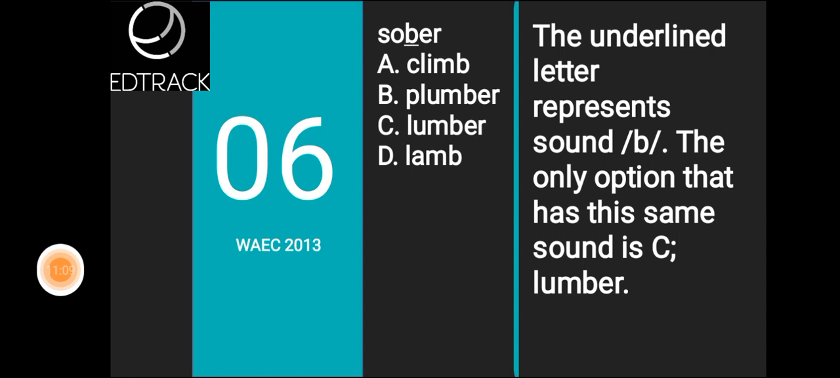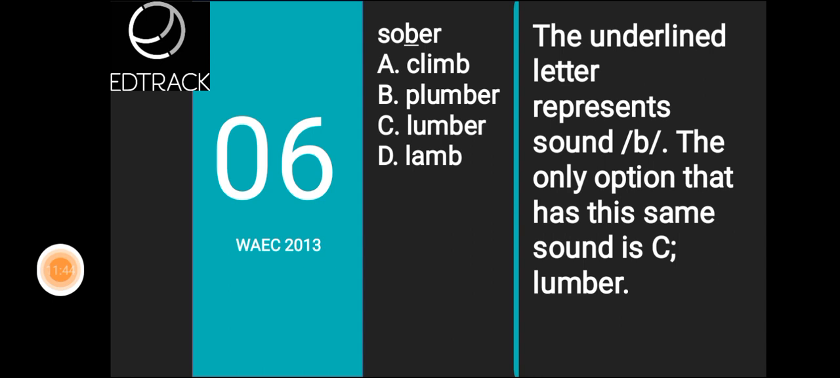Again, sober, we are looking for sound B. So from the four options, which one has sound B? We are going to pronounce the words one after the other again. Climb, plumber, lumber, lamb. Our correct option in this question is option C.